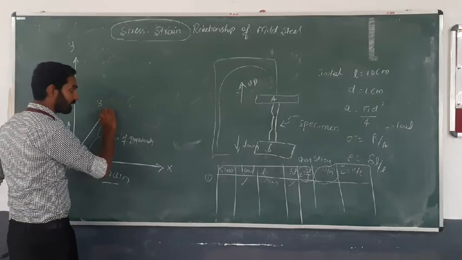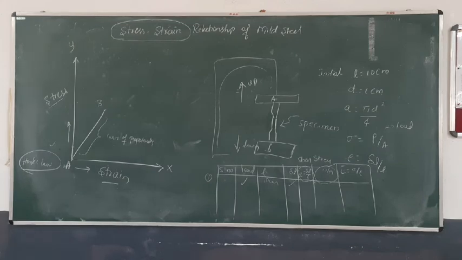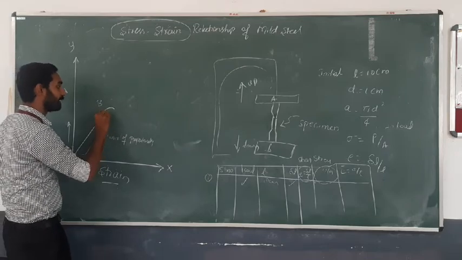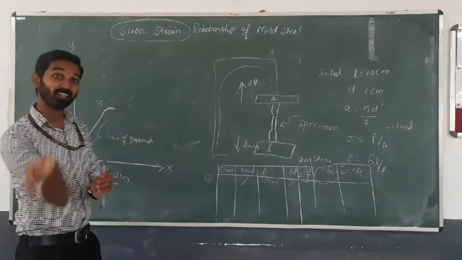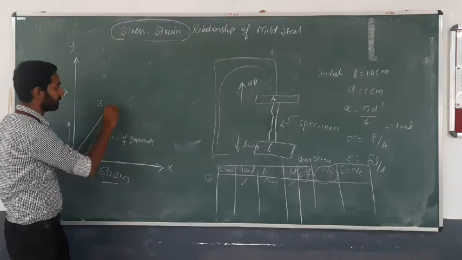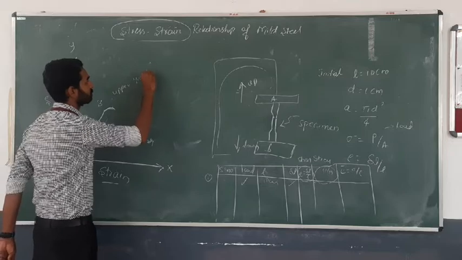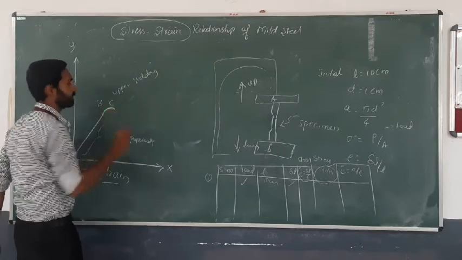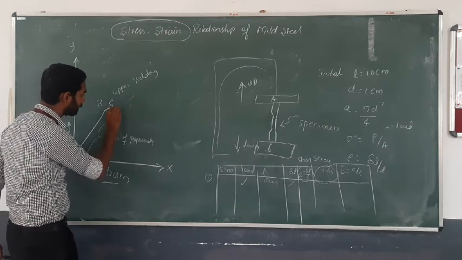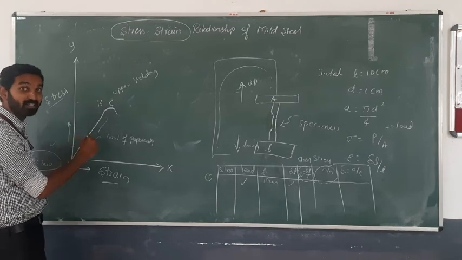After B, yielding will happen. Yielding is nothing but, with continuous increase in the load, the material starts deforming and will never come back to its original size and shape. This will be called the upper yielding. You can call this point C. After this, there is a slight decrease in the value of stress, nothing but stress decreases while strain increases.